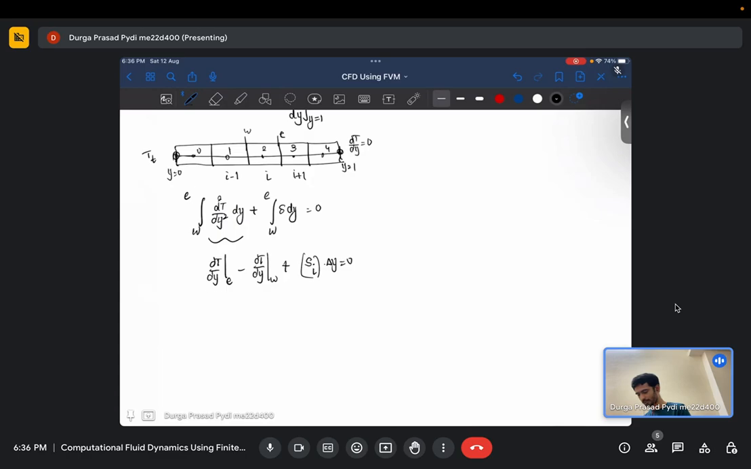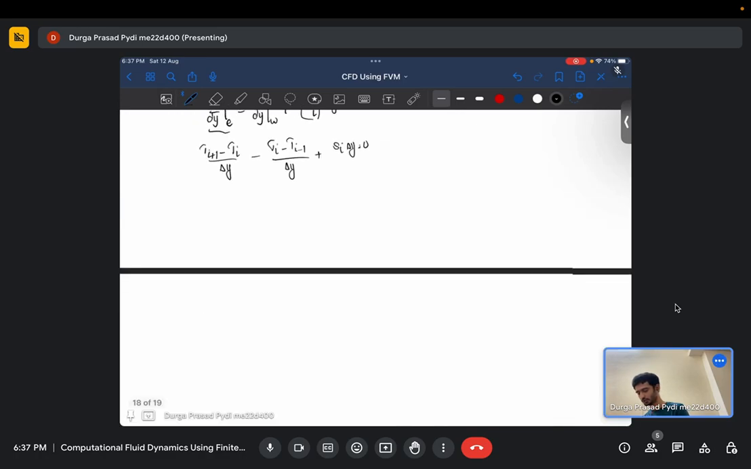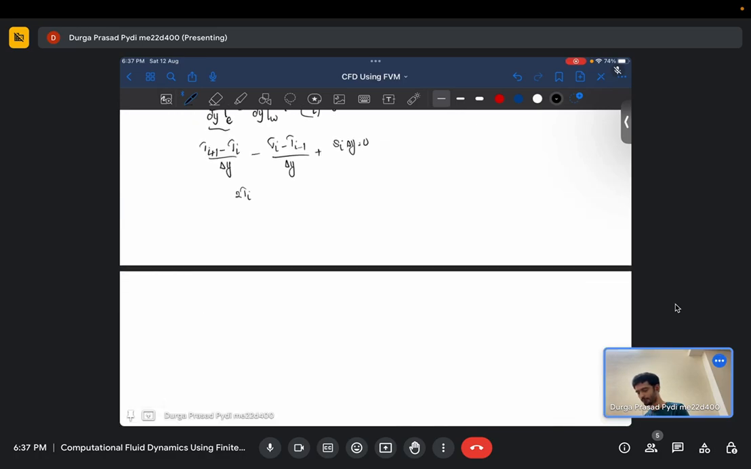So again, coming back to this question. dT/dy on the east face will essentially be (T_{i+1} minus T_i) by delta y, minus the same along the west face, plus S_i times delta y equal to 0. This is similar to what we have previously. So we have 2 times T_i equals T_{i+1} plus T_{i-1} plus S_i times delta y square. So this is for the interior cells.